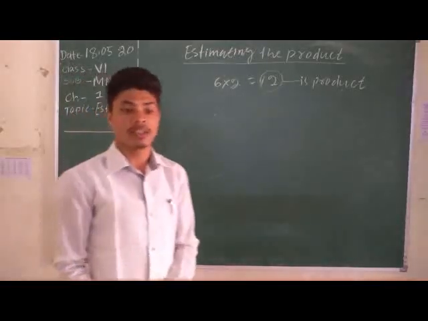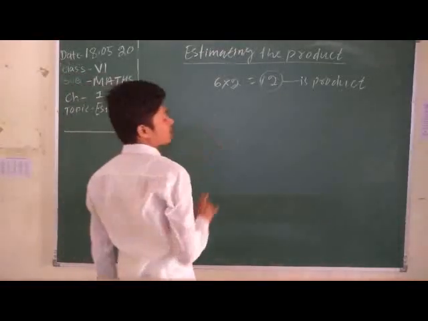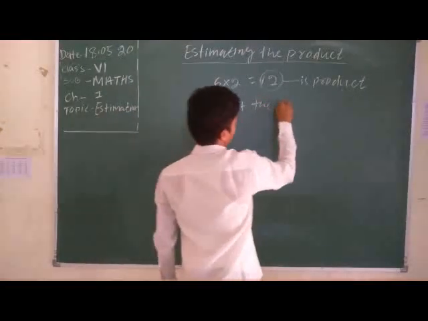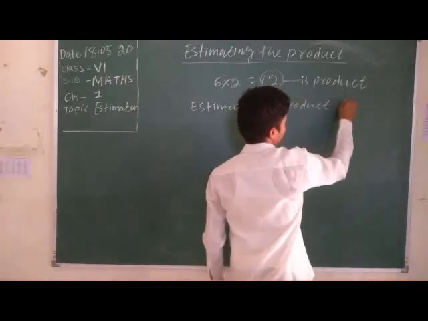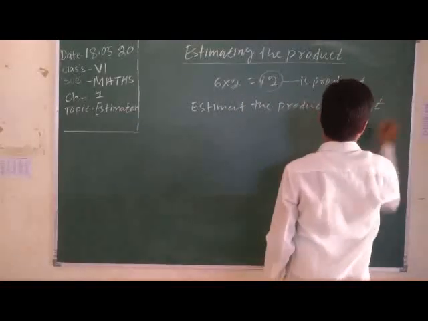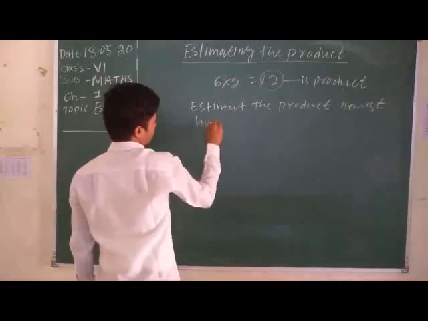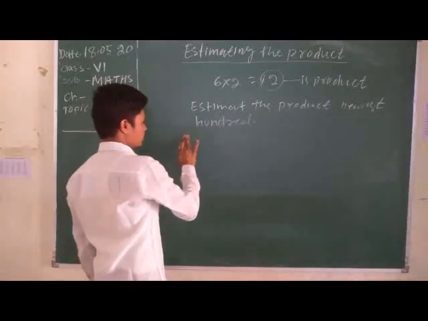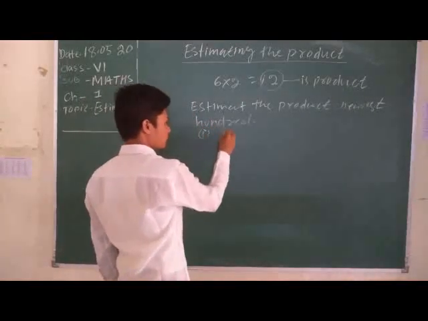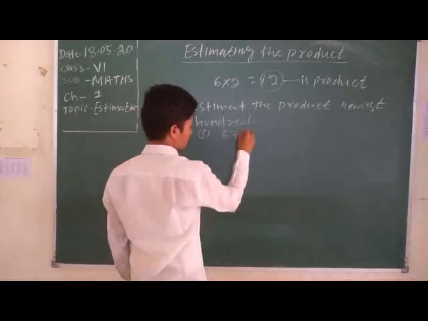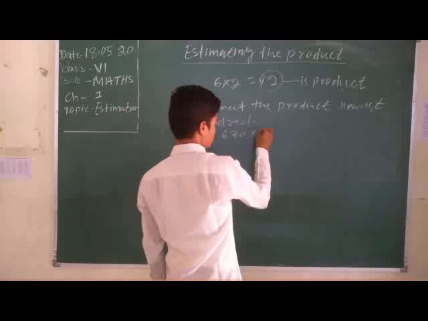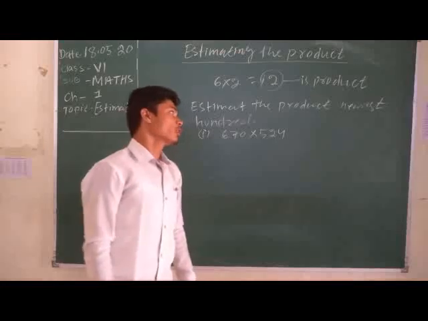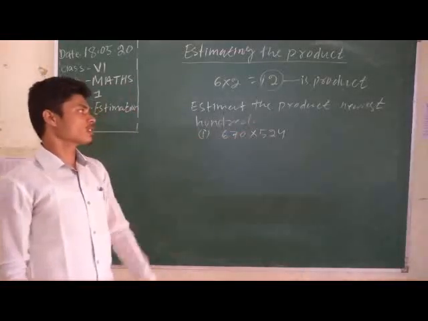Estimate the product. Nearest 1,000. Estimate the product to the nearest 100. First we learn about the 100. Example: 670 and 524. We estimate to the nearest 100.